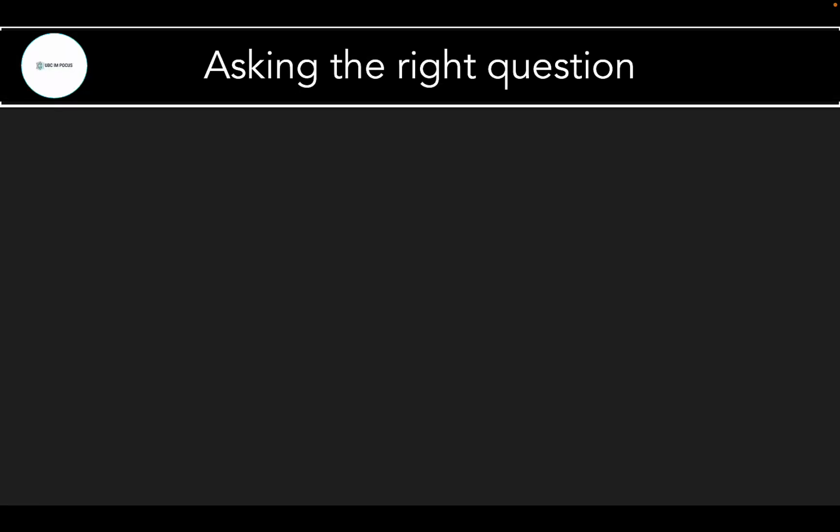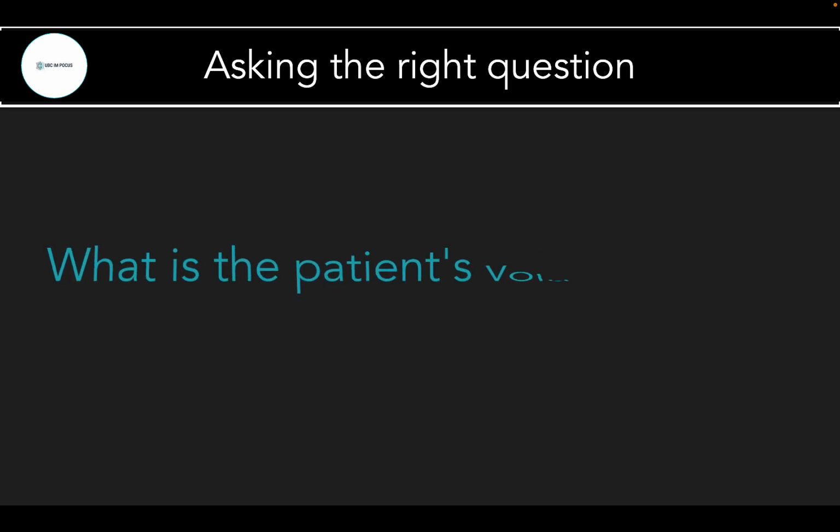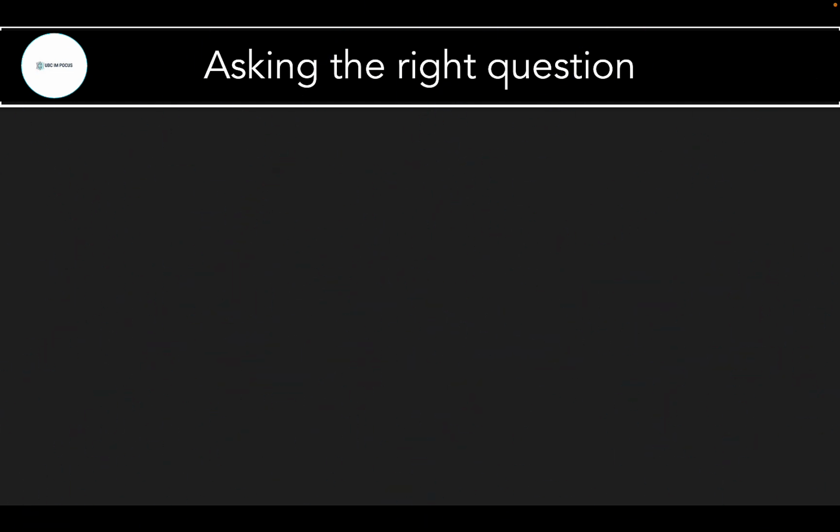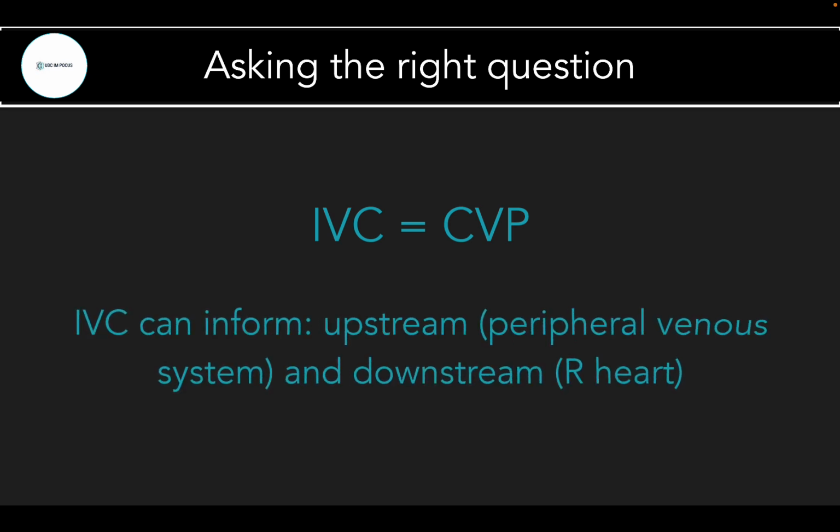Okay, so we know how to obtain images of the IVC and which data points to assess. But what can the IVC tell us clinically? So this is where many people go wrong. Again, the IVC cannot tell you what the patient's volume status is, nor can it tell you whether or not you should give the patient fluids. Recall once again that the IVC tells us the CVP, and the CVP is pressure, not volume, even though we often infer the latter. If we think about it another way, the IVC is generally most useful to answer questions about things that are directly upstream or downstream from it, so the right heart and the peripheral venous system.